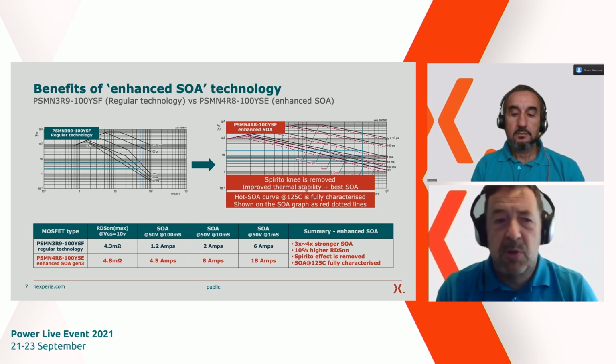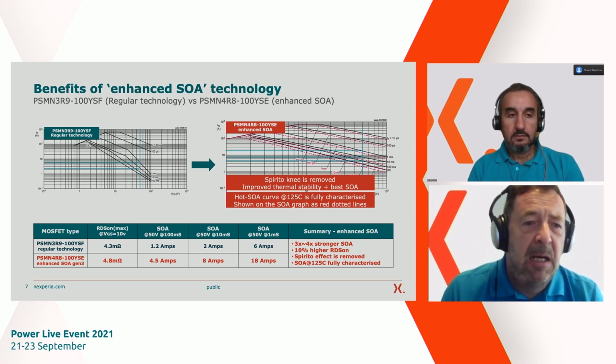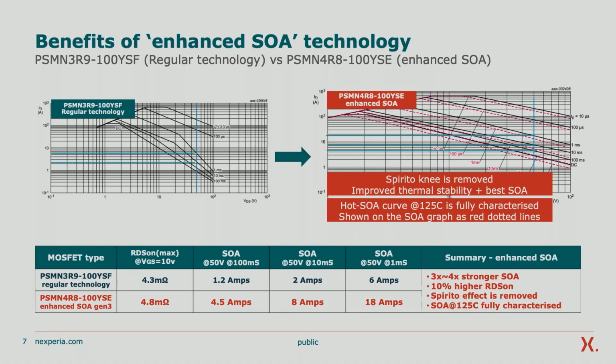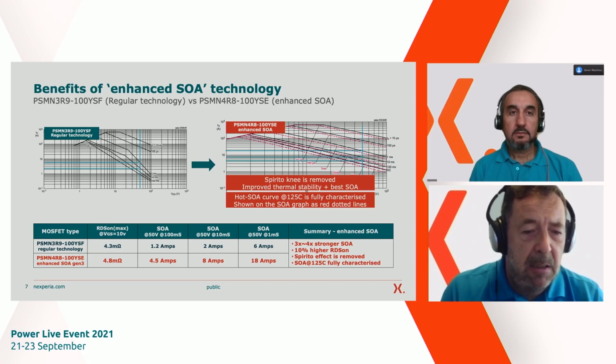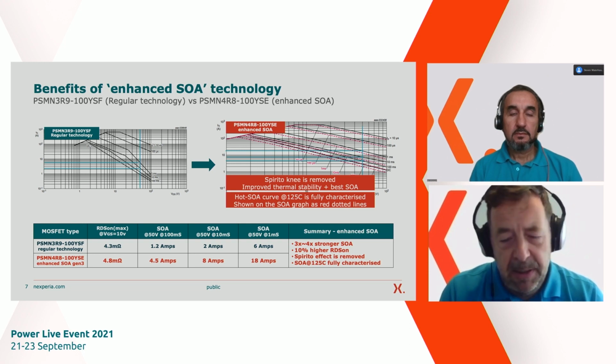So I want to talk about two parts here. We've got our existing technology, which is a PSMN3R9-100YSF. That's regular technology, which doesn't have any enhancements for the SOA. And we're comparing that with a PSMN4R8-100YSE. You can see here that the RDS(on) is very similar for the two parts. We've got 4.3 milliohm compared to 4.8 milliohm. So this shows that as we go to our enhanced SOA, we don't sacrifice much RDS(on) capability.